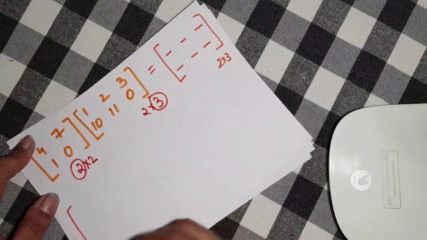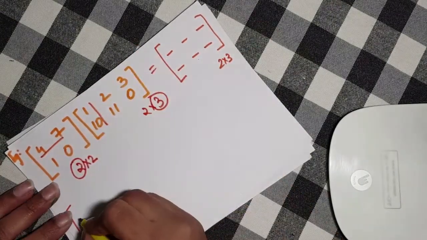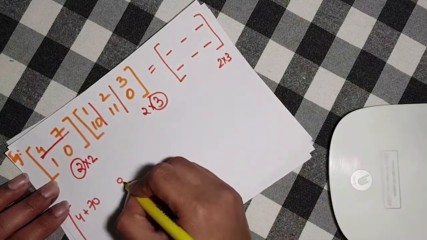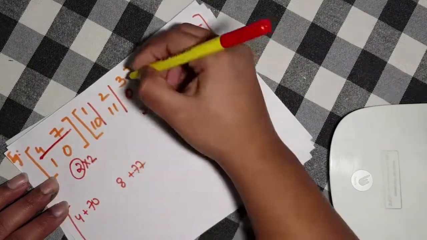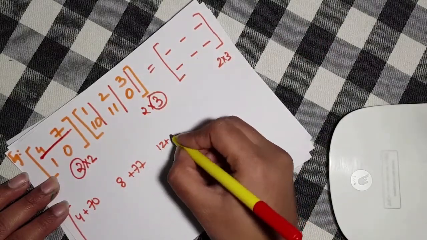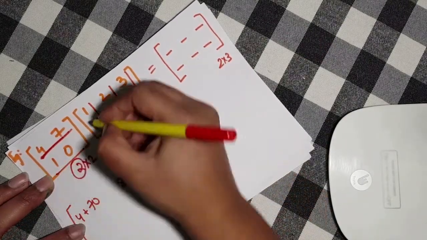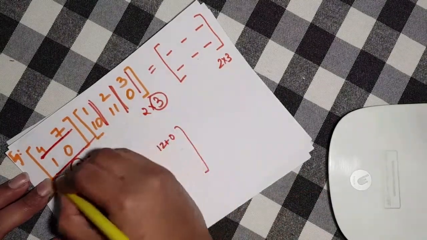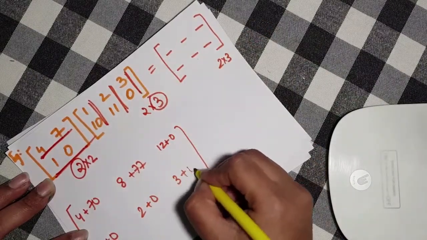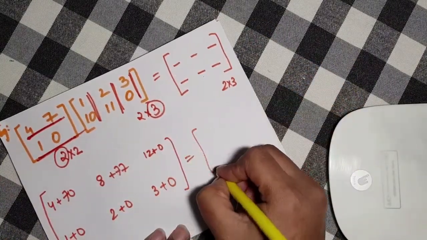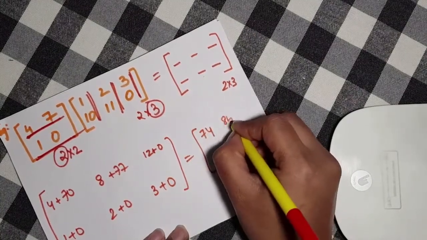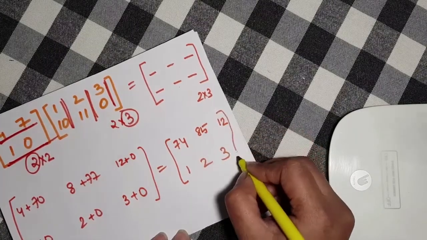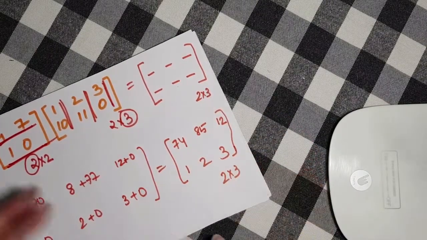Therefore, row 1, column 1, 4 plus 70. Row 1, column 2, 8 plus 77. Row 1, column 3, 12 plus 0. Now, row 2, column 1 is 1 plus 0. Row 2, column 2 is 2 plus 0. Row 2, column 3 is 3 plus 0. Therefore, it comes out to be 74, 85, 12, 1, 2 and 3. The order of the resultant matrix is 2 by 3.